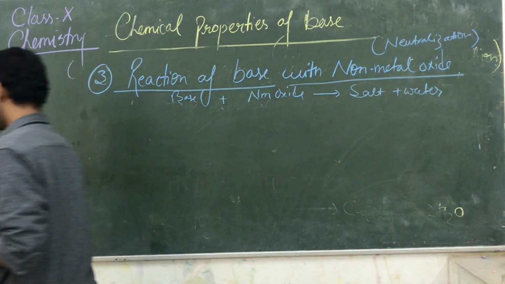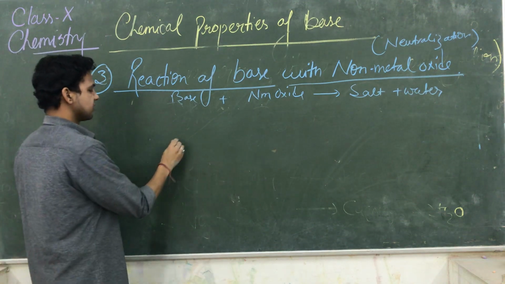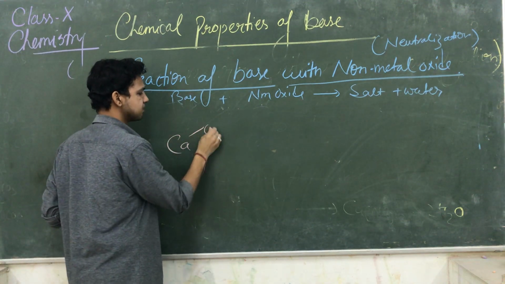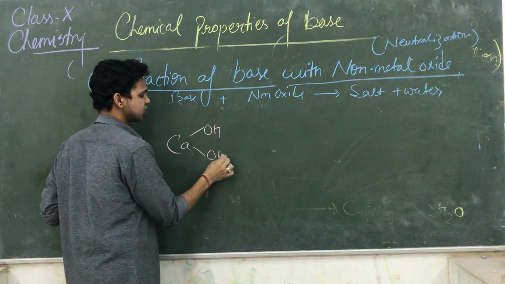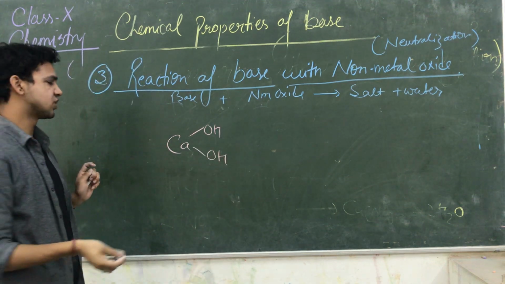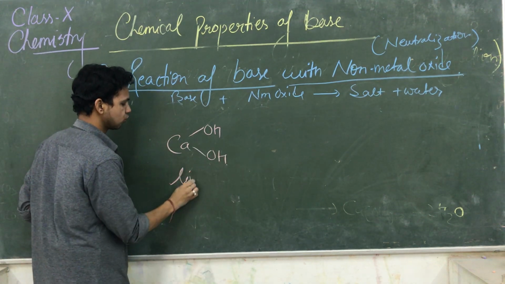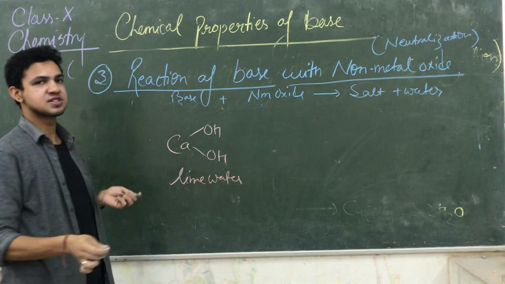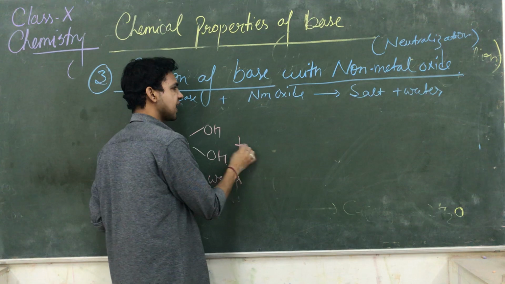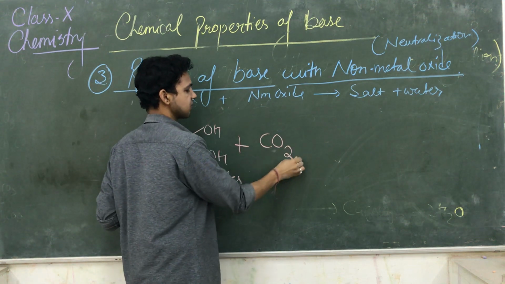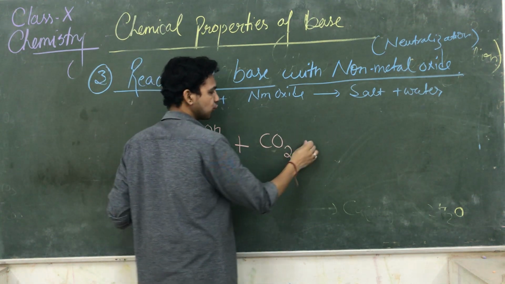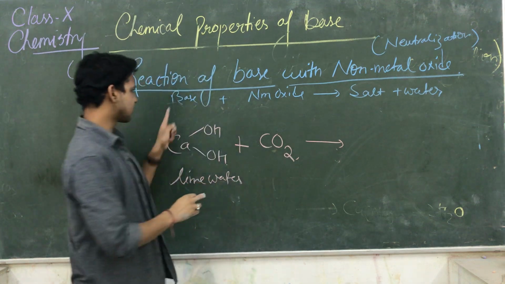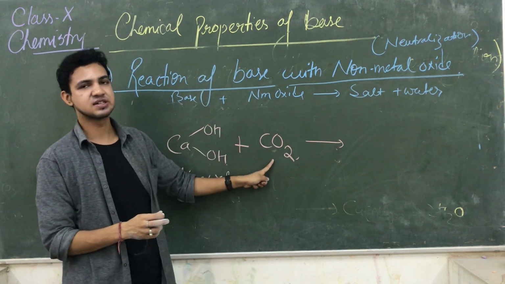You have already done the next example previously. The next example is the base CaOH, lime water or calcium hydroxide. That is commonly known as lime water, but its chemical name is calcium hydroxide. It reacts with a non-metal oxide. Suppose we are taking CO2 again as the non-metal oxide. This one is a base and this one is acidic in nature.